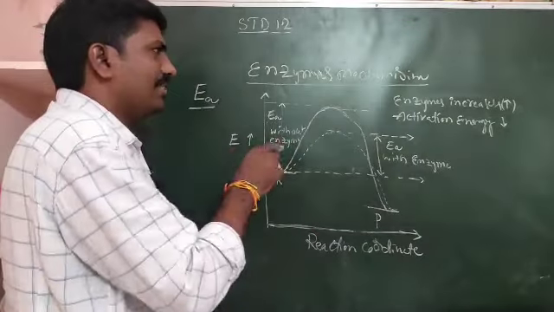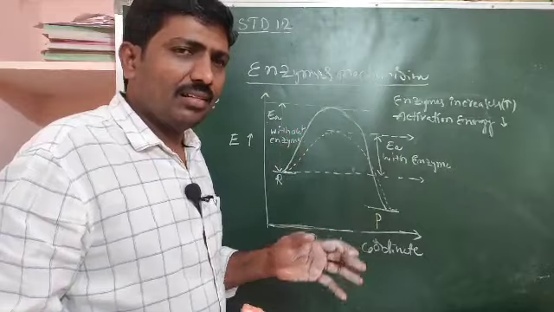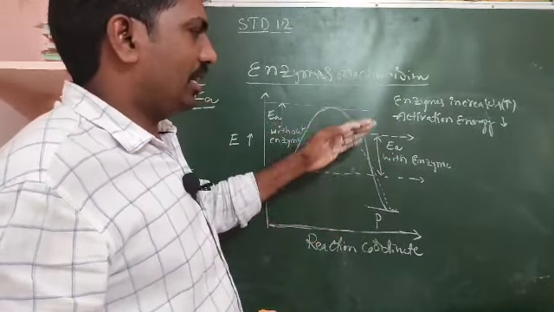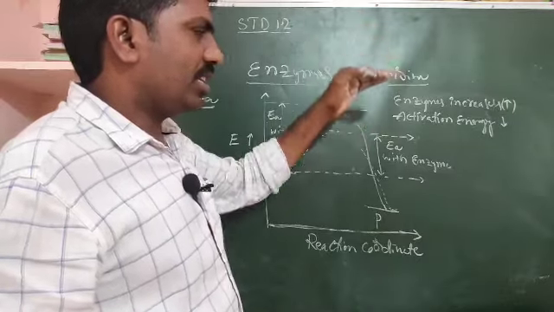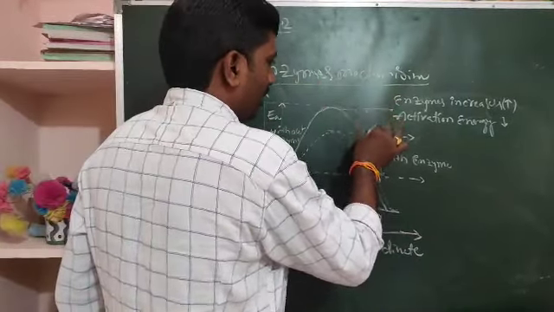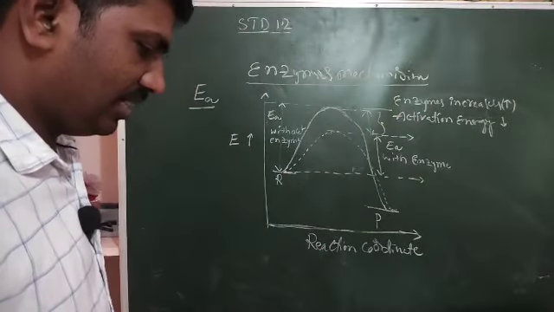This is the reason, this is the mechanism of the enzymes. If the enzyme is present, the reaction will be fruitful, it will come. So enzyme decreases activation energy. How much does it decrease? See, this much difference is there. So this is the activation energy.